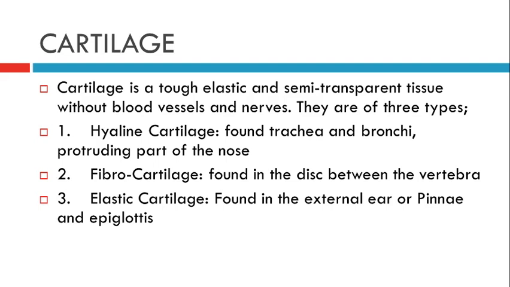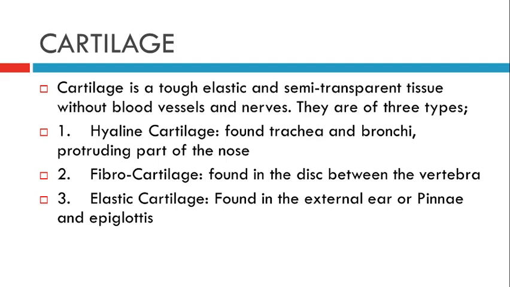Like the hyaline cartilage, which is found in the trachea and bronchi. The trachea is found just in our neck region. Moving from the mouth, we have the pharynx, the larynx, then it moves down into the lungs, where we have the bronchi. So this part of the body is made up of hyaline cartilage. And if you look at the protruding part of our nose, it's also made up of hyaline cartilage. You can see it is tough and elastic.